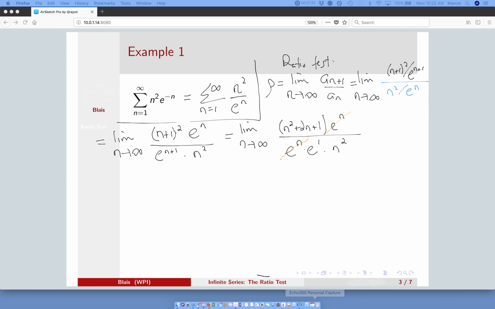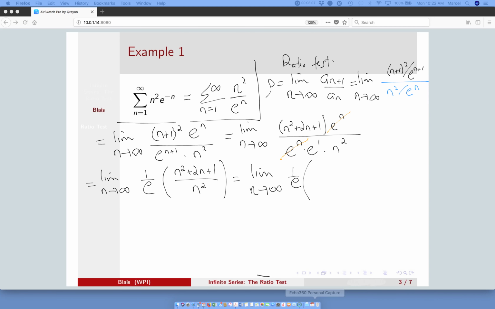This then becomes the limit as n goes to infinity. E to the 1 in the bottom, that's just a constant. That's just 1 over e. So we can write it as 1 over e, and then we have times n squared plus 2n plus 1 over n squared. And remember, the way that we handle these types of limits is by identifying the dominant term in the denominator and then dividing every term in the denominator and in the numerator by the dominant term from the denominator.